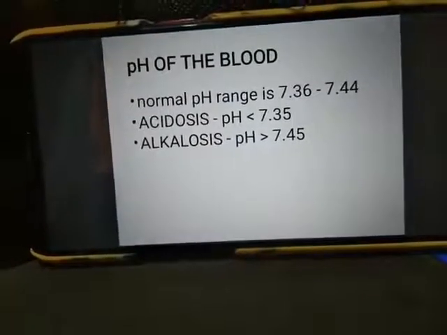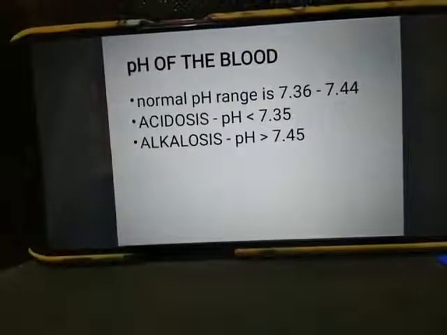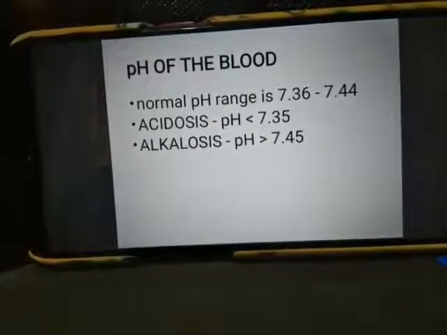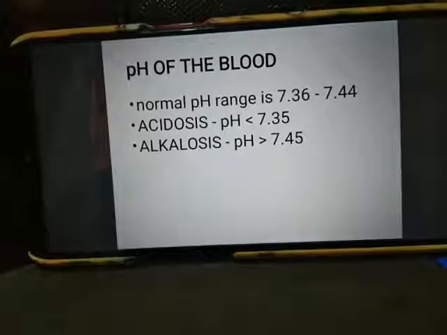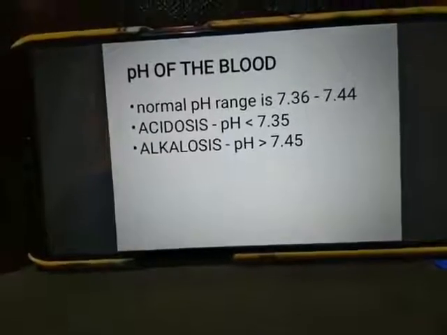Lastly, we have to know the pH of the blood. So the normal pH range is 7.36 to 7.44. Acidosis is the term used for pH that is less than 7.35, and alkalosis is the term used for pH that is greater than 7.45.